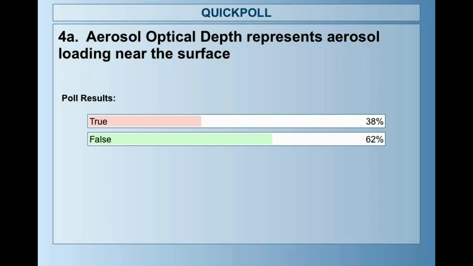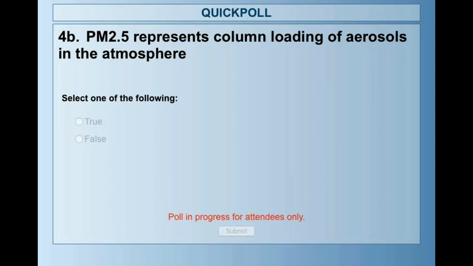As we have seen in a number of slides, aerosol optical depth represents the aerosol amount in the entire column of the atmosphere, not just near the surface, unless it is specified specifically. So the correct answer is false. Now the next question is a similar question, but regarding PM2.5. So again, you have 30 seconds to respond to this question.